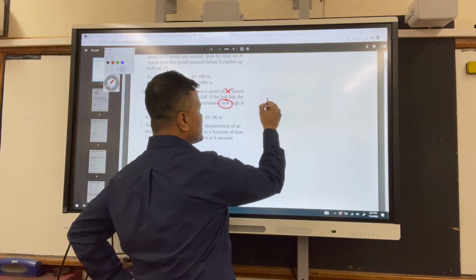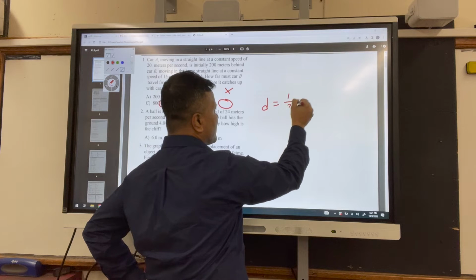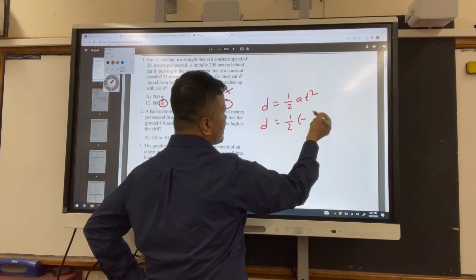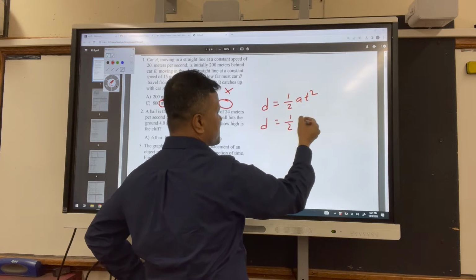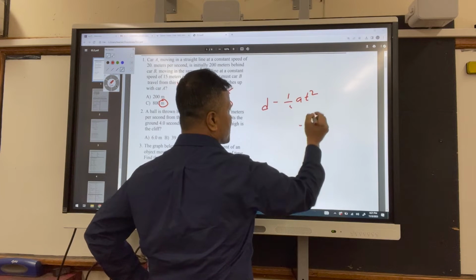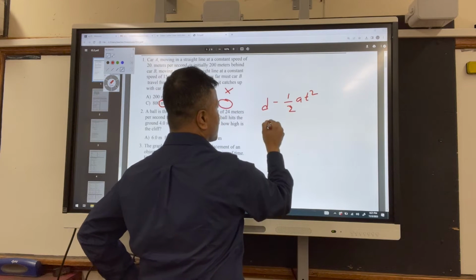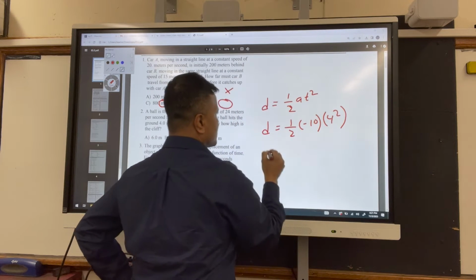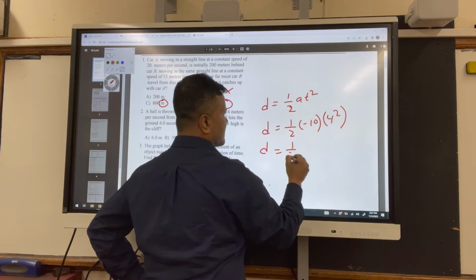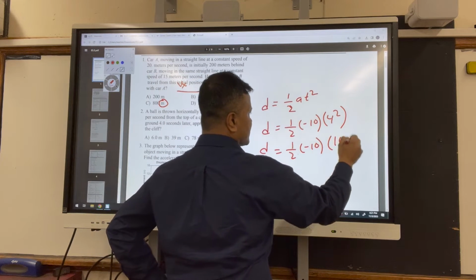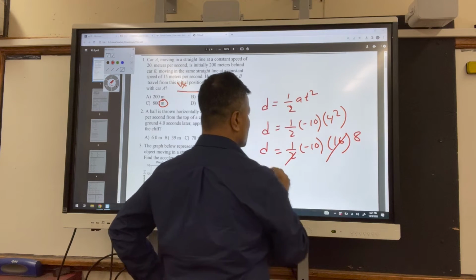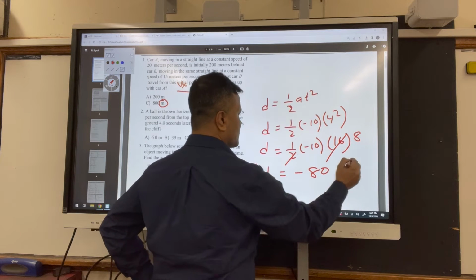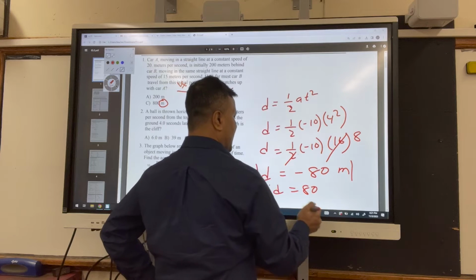Very simple. So d is equal to half at squared. You have negative 9.8, or just absolute value. Use absolute value, but let's use negative 10 because we don't want to use a calculator. Half negative 10 and 4 squared, right? So d is equal to half negative 10 and then 16. 2 goes to 16, 8. So d is equal to negative 80. Take the absolute value. d is equal to 80 meters, because height.